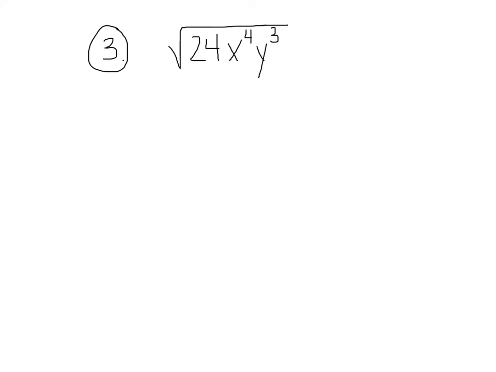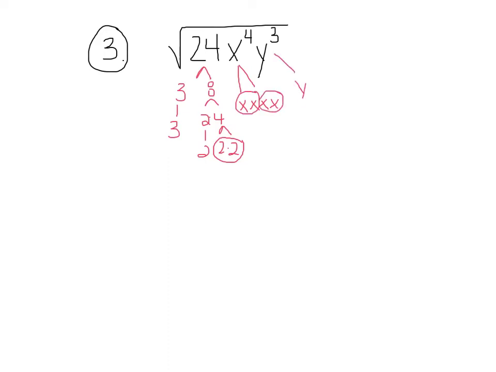Okay, number 3, we're going to start breaking down the 24. One way to do it is 3 times 8. 3 is a prime, break down 8, 2 times 4, and then 2 is a prime, and then break down 4, 2 times 2. So we've got all prime numbers, and I notice that I have a pair of 2s, so I'm going to circle that. Now let's break down the x to the 4th. Well, x to the 4th is just x times x times x times x, so we have 2 pairs of x. And then y to the 3rd is y times y times y, so we have a pair of y's.